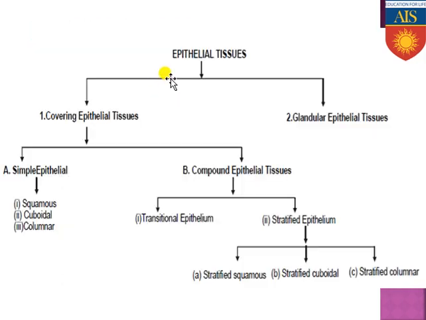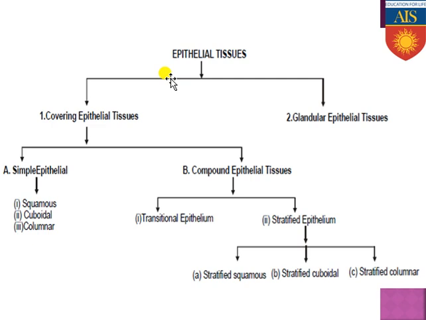First of all, epithelial tissues are categorized into 2 different categories. One is covering epithelial tissue, another one is glandular epithelial tissue. Covering epithelial tissue, obviously the function will be covering any of the internal organs or covering the entire body of the organism.